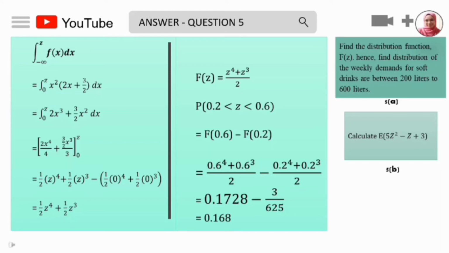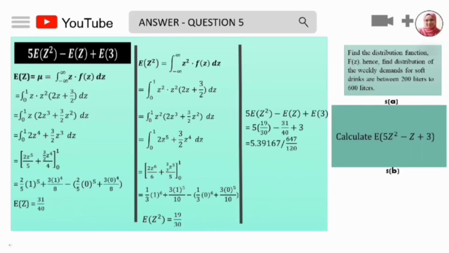After simplifying, we substitute the upper limit and the lower limit. Upper limit z minus lower limit 0, and we get z to the power of 4 plus z to the power of 3 over 2. Next, the question asks to find the probability between 200 liters and 600 liters. The question states it is in 1000 liters, so we divide by 1000 and get 0.2 and 0.6. Then we write the probability notation, which is Z between 0.2 and 0.6. To find the probability, we substitute the values into the distribution function. We get the answer 0.168.